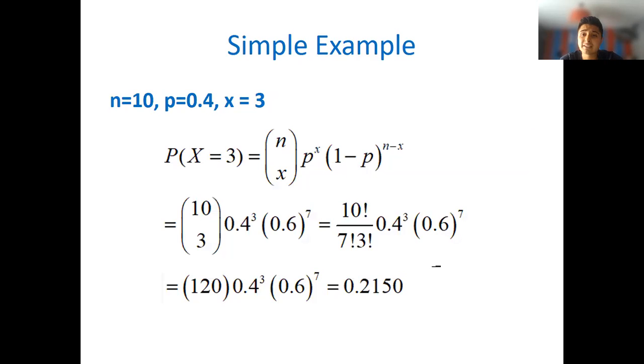Then we will see a simple example with numbers, where the problem says that n is equal to 10, the probability is equal to 0.4, and x is equal to 3. And here, the only thing that we need to do is to compute the formula and plug in the numbers that the problem gave us.